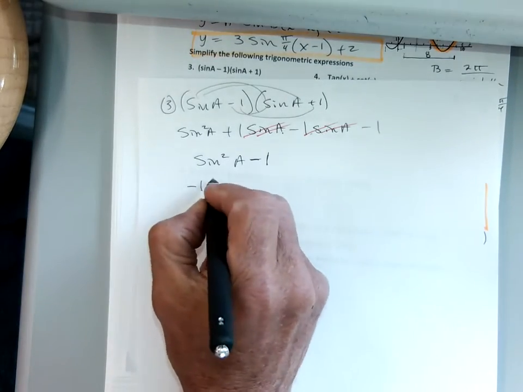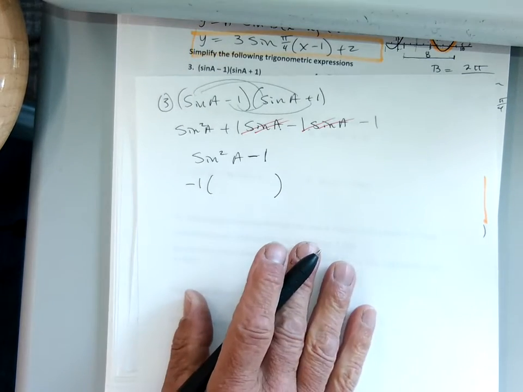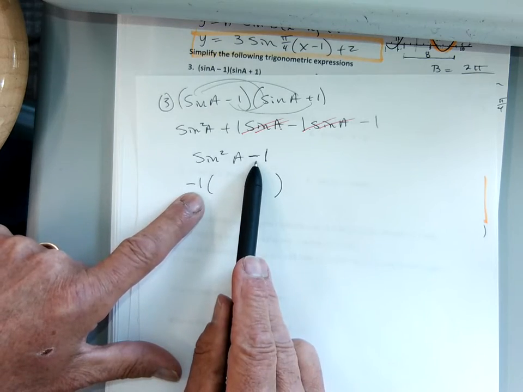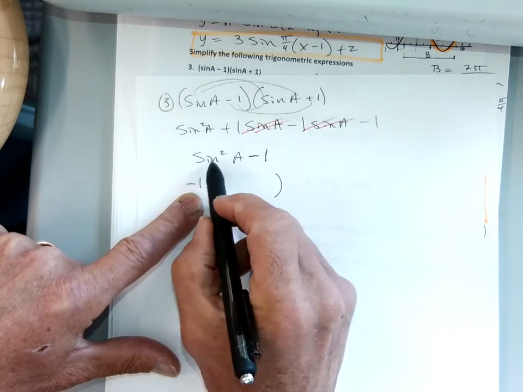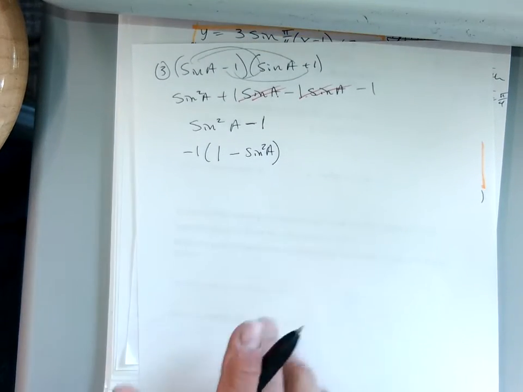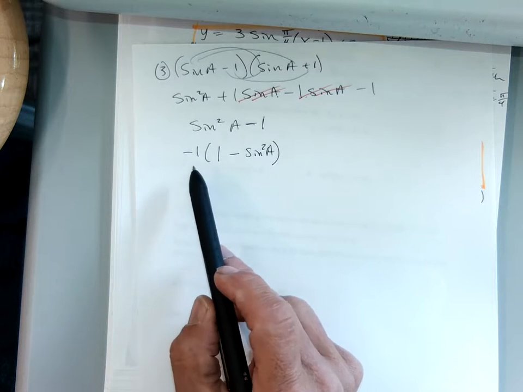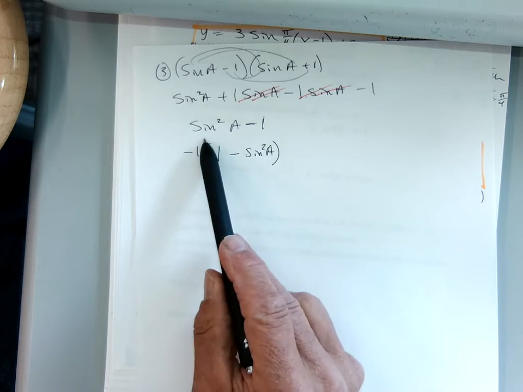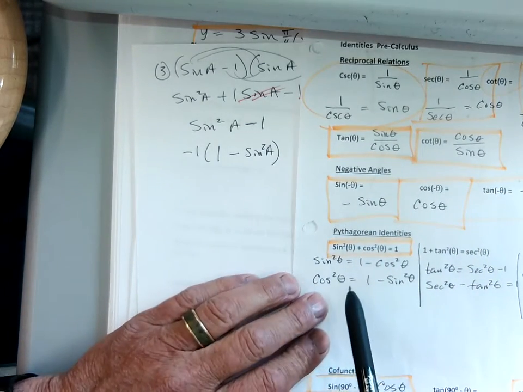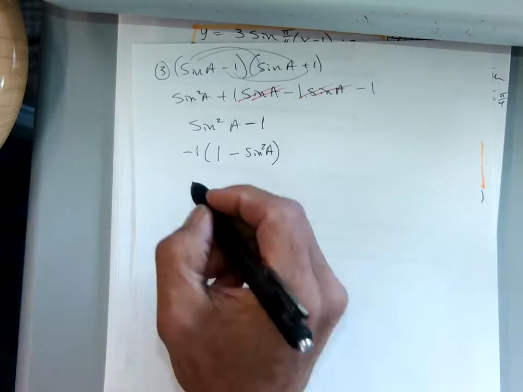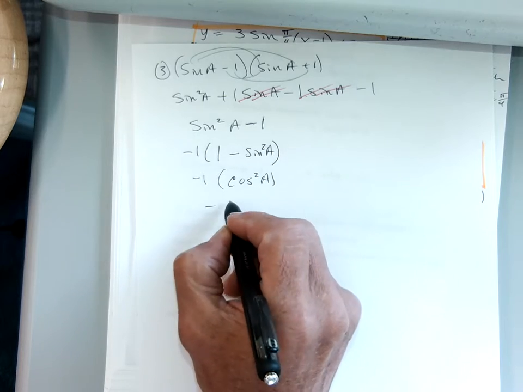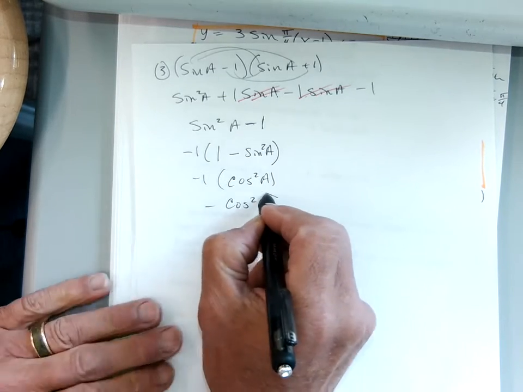If I factor out a negative 1, think about this. If I factor out a negative 1, that would make this a positive 1. If I factor out a negative, that would make it a negative sine squared of a. Okay, so little math trick. That times that is negative 1, and that times that is a positive sine squared. And so now 1 minus sine squared is an identity. That is my cosine squared, so I get a negative 1 times the cosine squared of A, which is a negative cosine squared of A, okay?